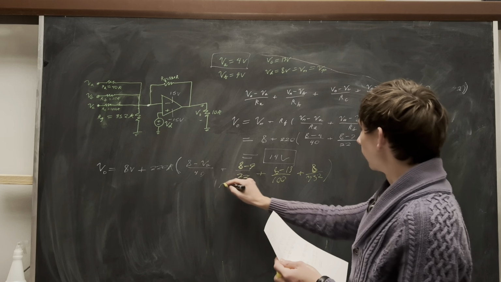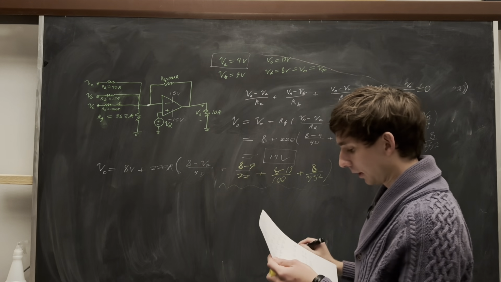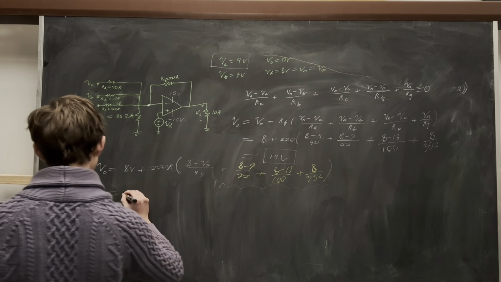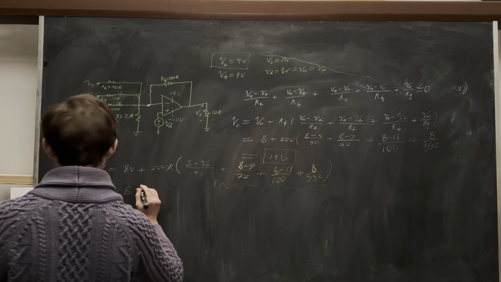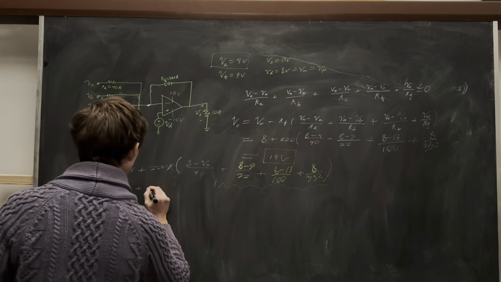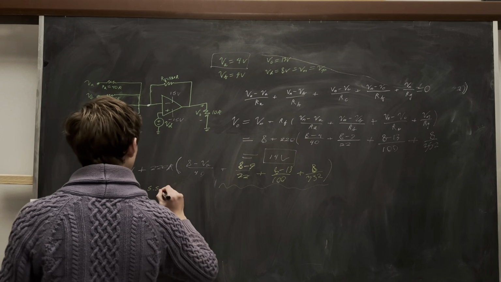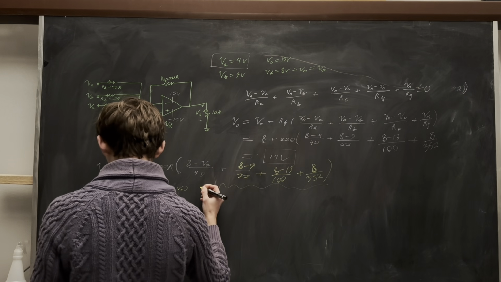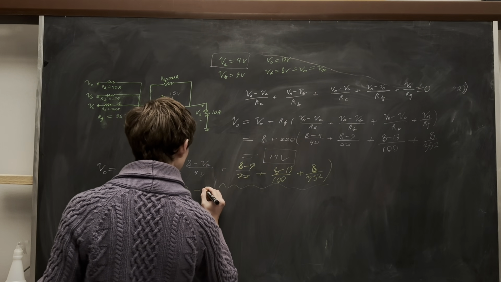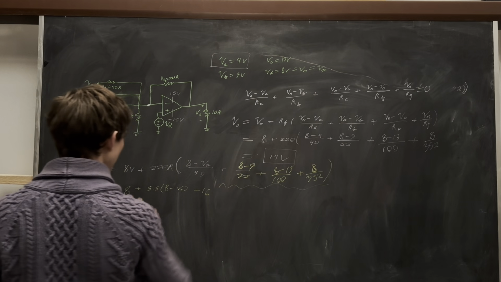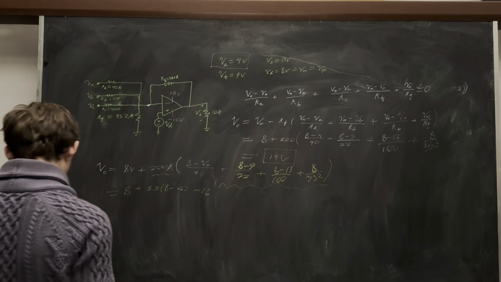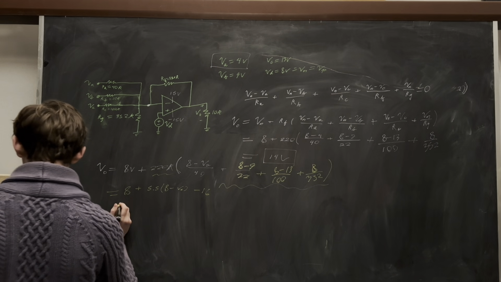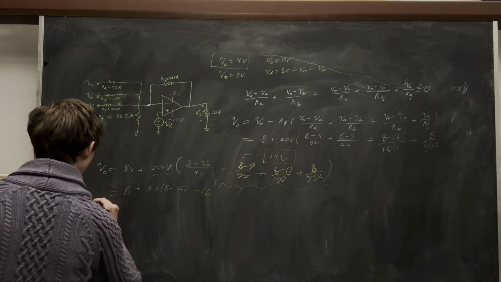If we evaluate this whole piece and multiply it by that, we get 8 plus 22 over 40, which is 5.5, times 8 minus VA, minus 16, is this whole piece times that. Minus 16. Okay, so you can easily solve that for VA.